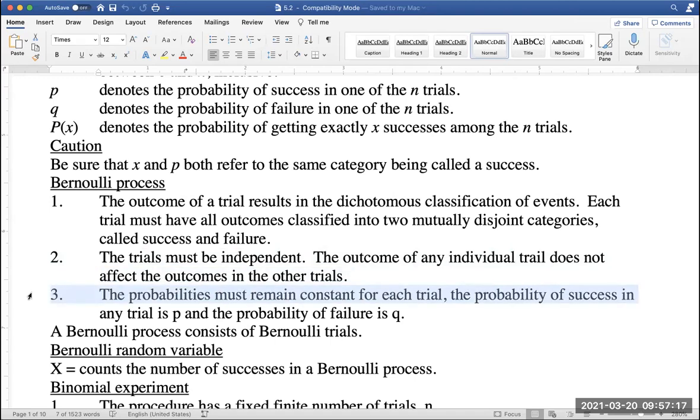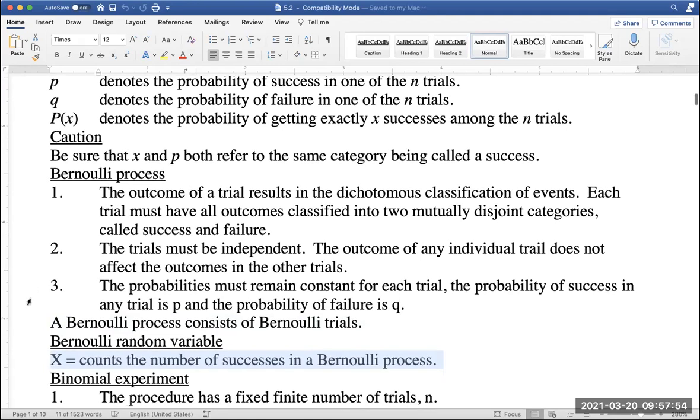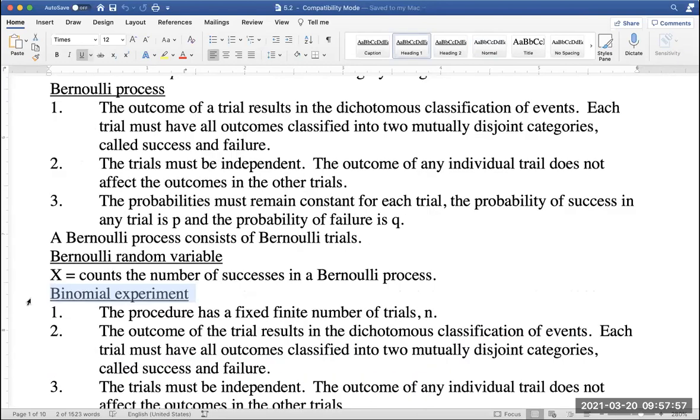The probabilities remain constant for each of the trials. So the probability of success in any one trial is P, and the probability of failure in any one trial is Q. A Bernoulli process consists of these Bernoulli trials. A Bernoulli random variable, X, counts the number of successes in a Bernoulli process.